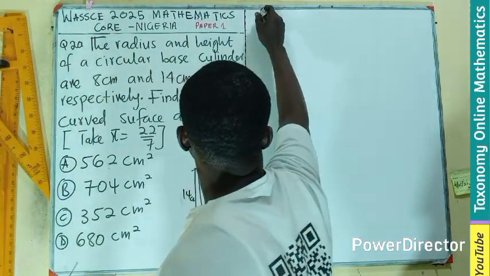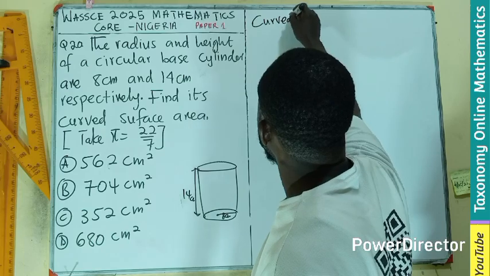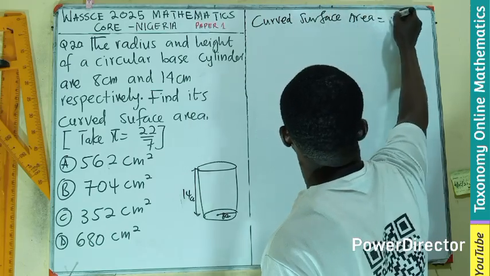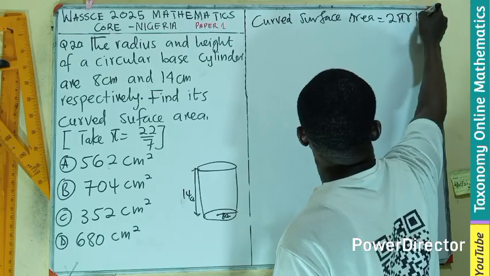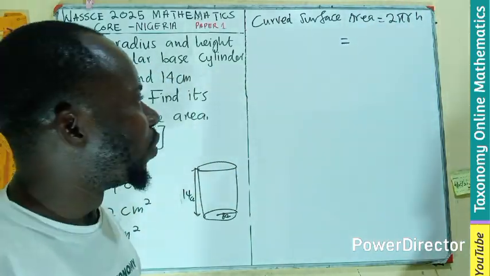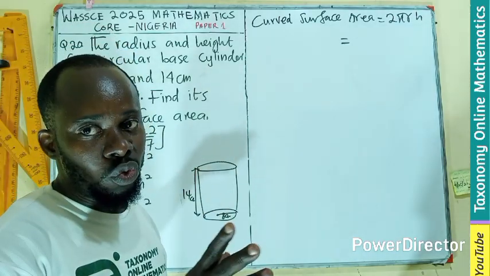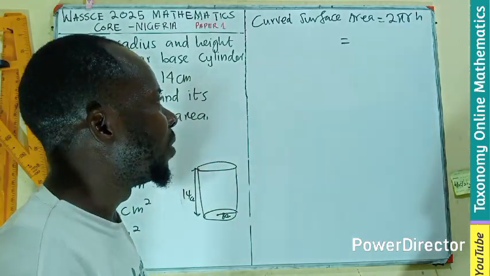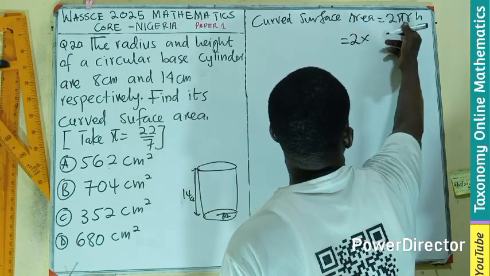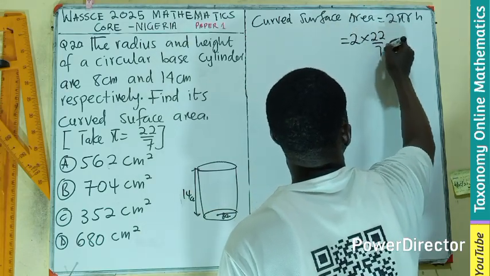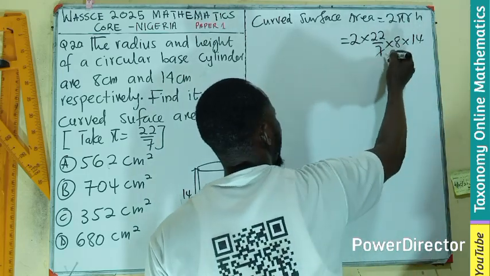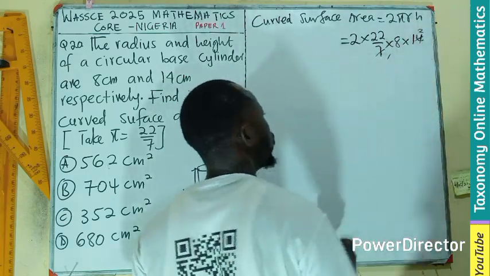How do you find the curved surface area? It is given by 2 pi r h. If you check my playlist on YouTube, you get all these formulas being derived. So we are just going to do substitution. 2 times pi times radius times the height, 14, 2 here 1, 2 here 2.